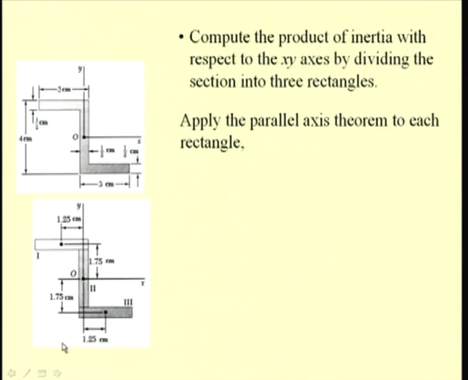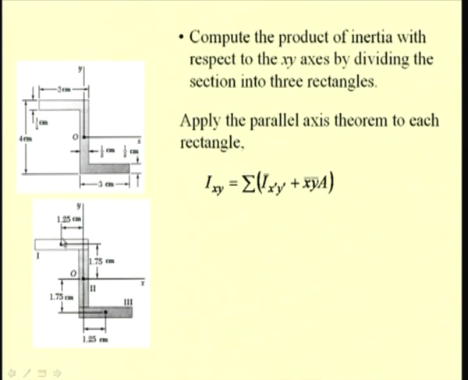So, let us first compute the product of inertia. These are the three areas, that is 1, 2 and 3. The locations of their centroids are given here, that is let us say for this area 1, it is located at 1.25 centimeters in the negative x direction, and it is located at a distance of 1.75 centimeters from the x axis. Let us tabulate these values and apply the parallel axis theorem, because we are interested to now find the product of inertia of these individual areas with respect to the Oxy axes.